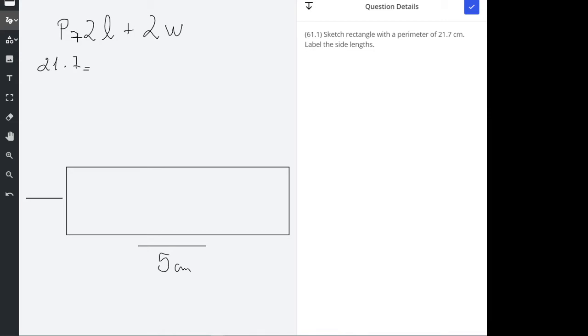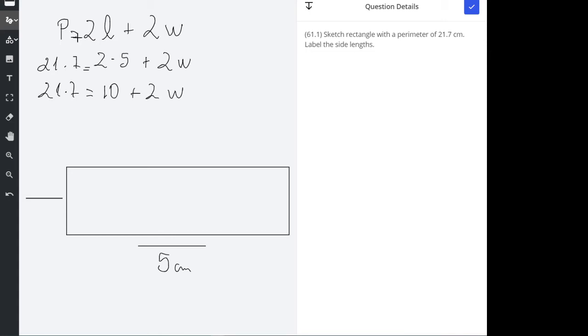21.7 equals 2 times length. My length is 5. 2 times 5 plus 2 times width. I don't know the width yet. Okay, 2 times 5 is 10. So it is 21.7 equals 10 plus 2 times width.